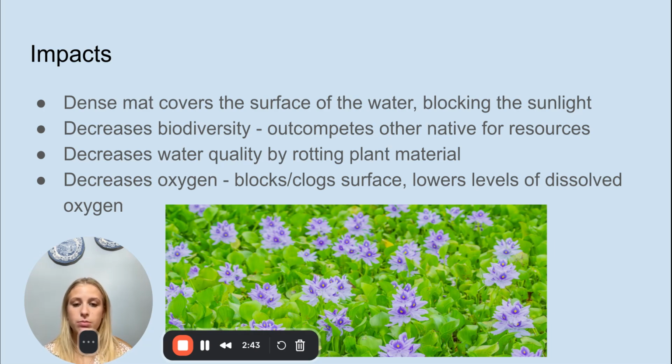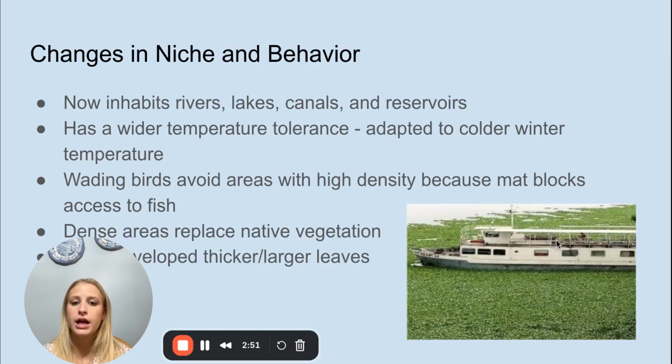It decreases oxygen because it blocks and clogs the surface, and that lowers the levels of dissolved oxygen in the water. And then the changes in niche and behavior. So it can now inhabit rivers, lakes, canals, and reservoirs where before it couldn't. It has adapted to colder water and winter temperatures, so it has created a wider temperature tolerance and now can sustain itself in colder waters.